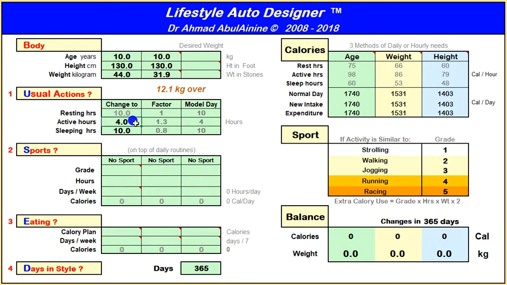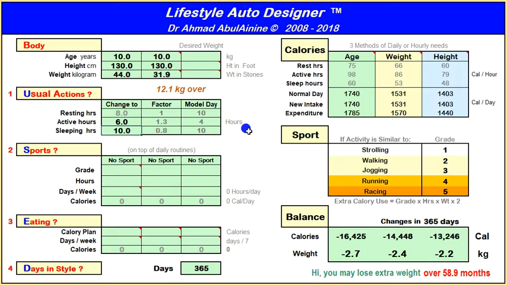Now, if we modify the lifestyle and encourage this person to do more activity hours, instead of 4 hours, it could be raised to 6 hours, and let us see what is the effect. If he has done that over 365 days, he may lose the extra weight over 58.9 months.